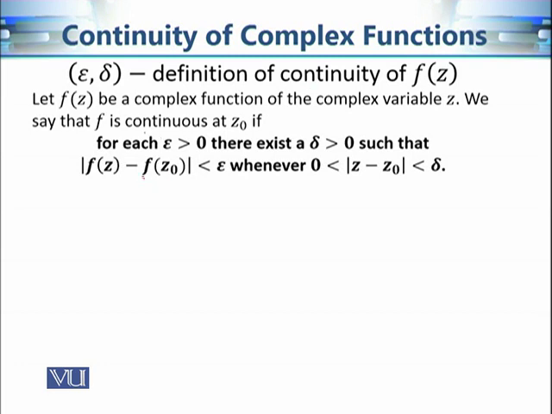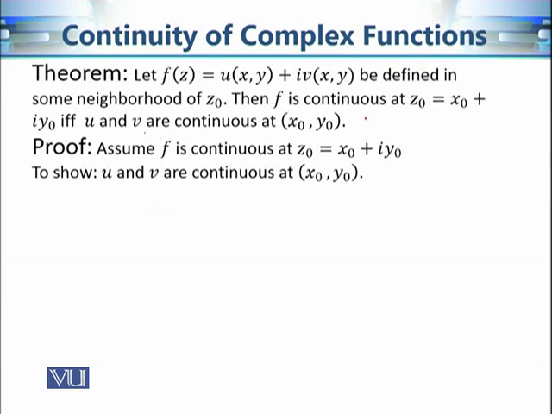So this definition says that for every epsilon there must exist a delta such that the distance between functional values and f of z0 is as small as we want, or in other words is less than epsilon, whenever the distance between z minus z0 is less than delta. So in other words, we can say that small changes around z0 give us small changes around f of z0. So small changes in the independent quantity give us small changes in the dependent quantity, or f of z. So that's basically the main spirit of the concept of continuity.